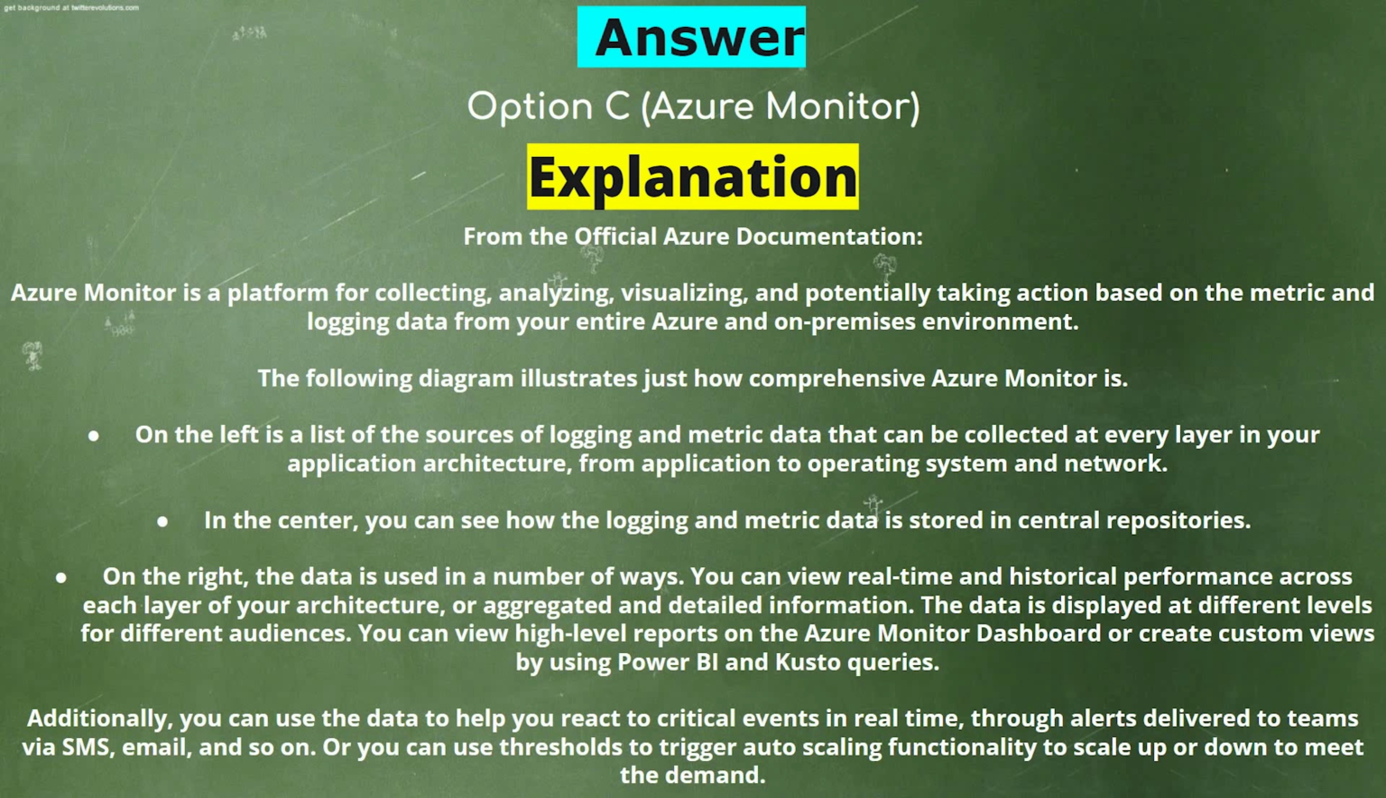You can view high-level reports on the Azure Monitor dashboard or create custom views by using Power BI and Kusto queries. Additionally, you can use the data to help you react to critical events in real time through alerts delivered to teams via SMS, email, and so on. Or you can use thresholds to trigger auto-scaling functionality to scale up or down to meet the demand.